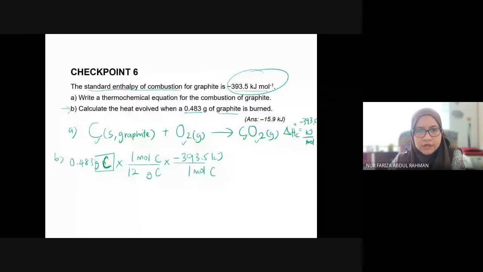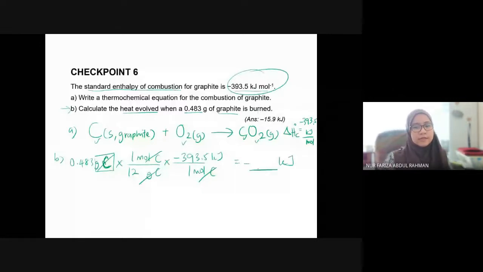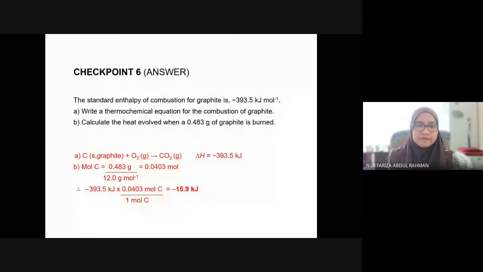That is all, right? They only ask for the heat evolved. So, that's it? Boring. Okay. Right, so this is the answer. It's negative 15.9 kilojoule. Okay, all right.